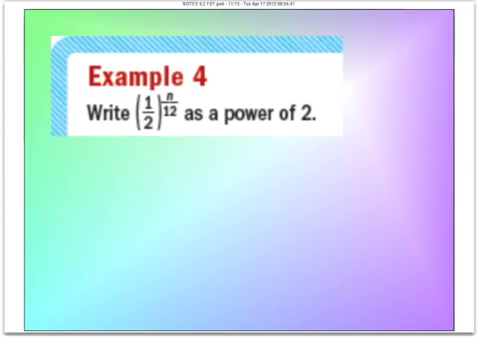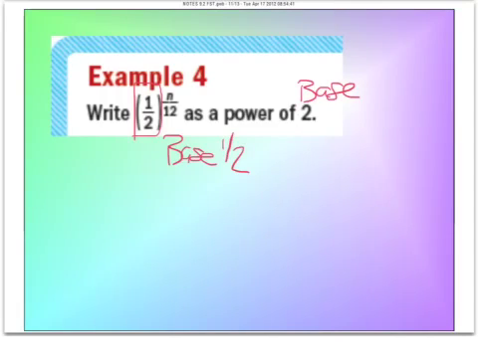This example here is our second to last one. Again, it's just using properties of exponents. I like this problem because they're challenging you to write it as a power of 2. This is currently written as a power with a base of 1/2. So that's the base of 1/2. They should have said base 2 to be more specific. They want you to have it written as a base of the number 2.